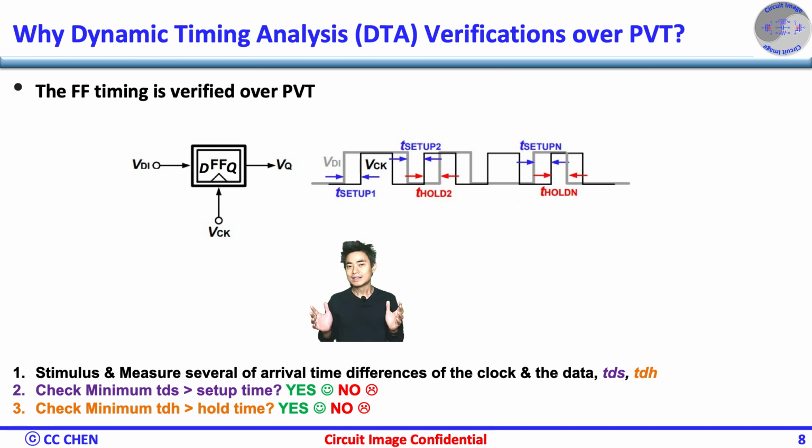not. Similarly, you should also measure lots of arrival time difference of the clock leading the data, TDH, from each flop. Then pick the minima TDH as your benchmark to see if it meets the hold time or not. Is this enough? Of course not. You should run the timing check over PVT.